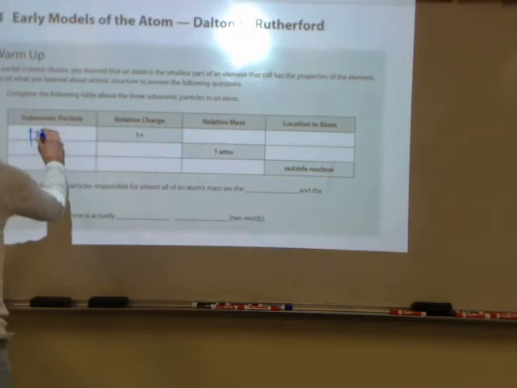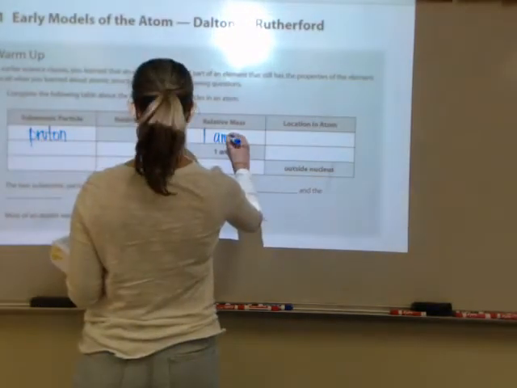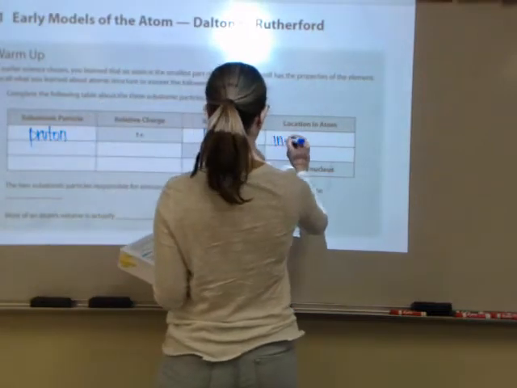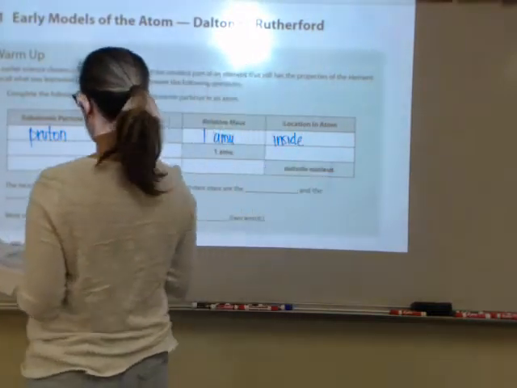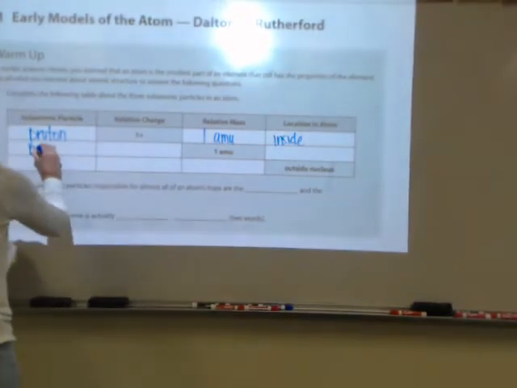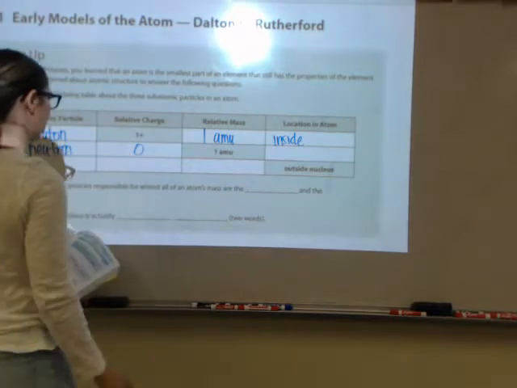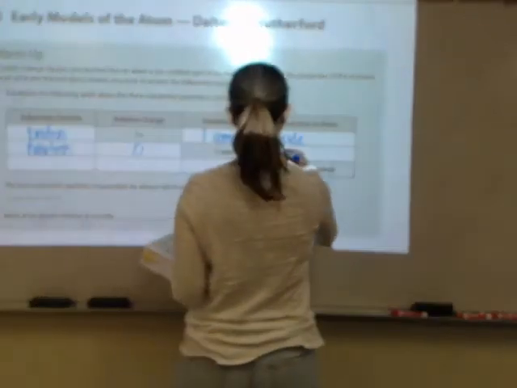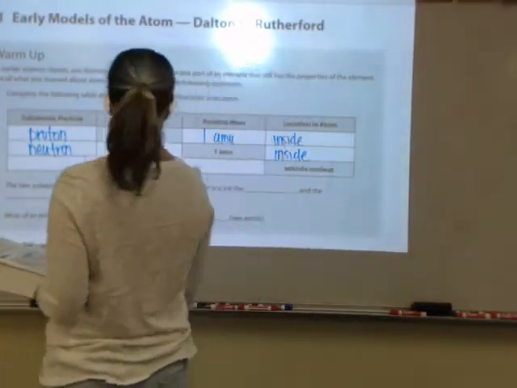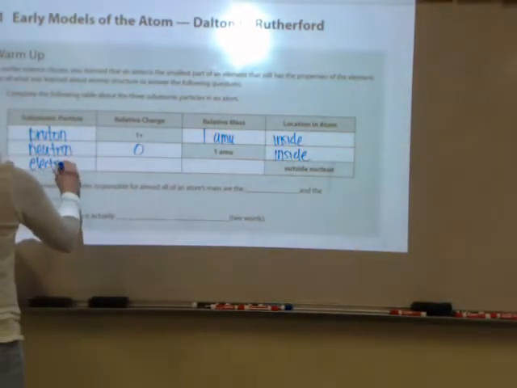Protons are the ones that have a positive 1 charge. They have a relative mass of 1 atomic mass unit, and they're located inside the atom. And then the neutrons are the other particles that have a relative mass of 1 atomic mass unit. They don't have a charge. They're also inside the nucleus. And then the particles that are outside the nucleus are electrons.